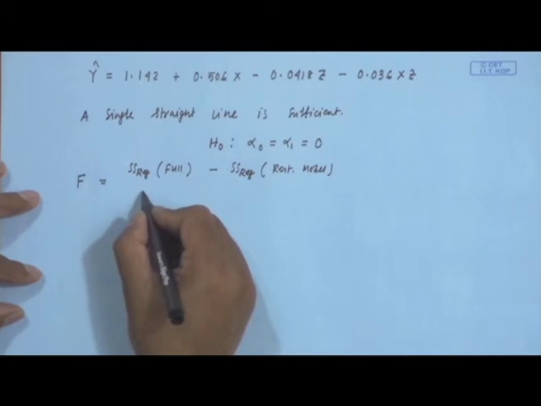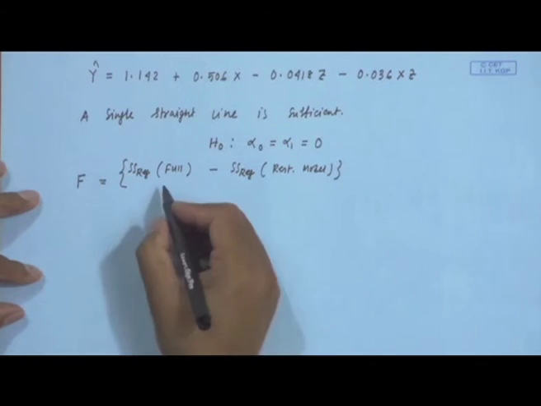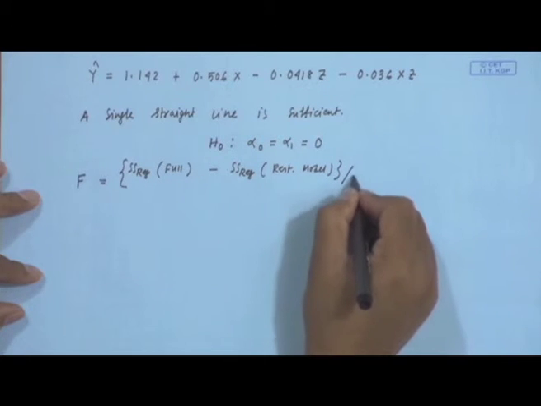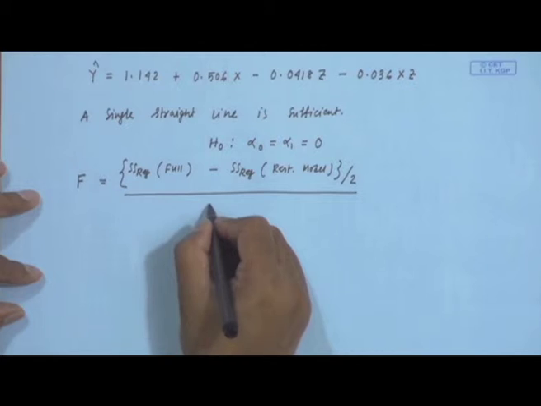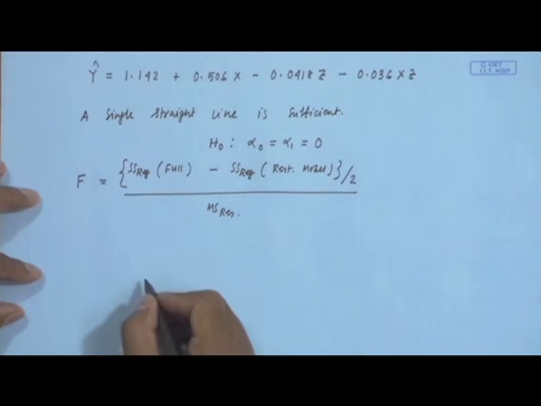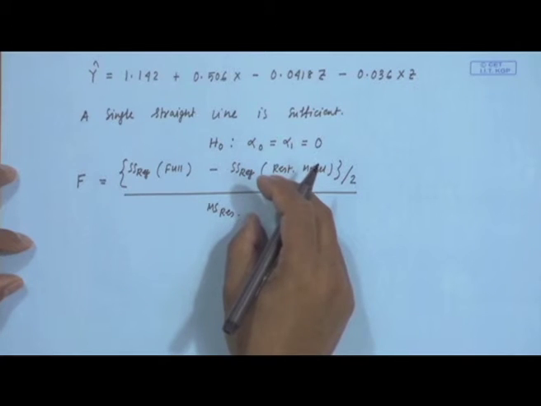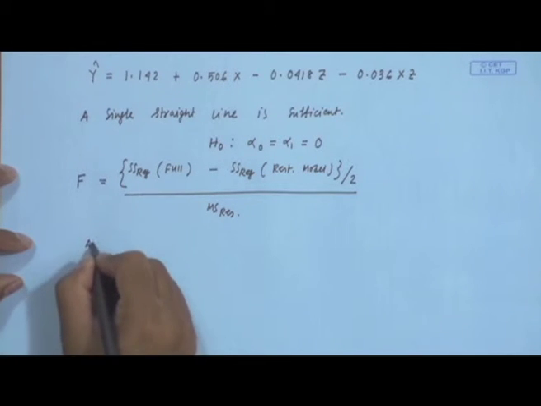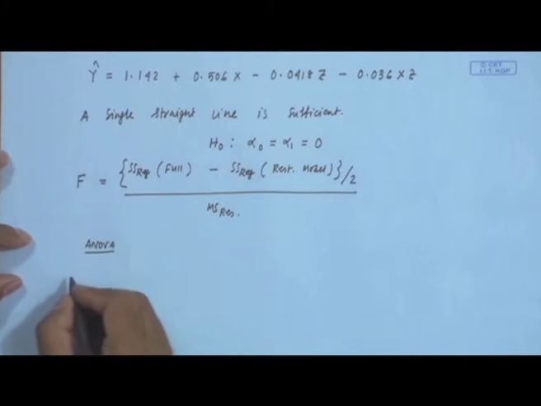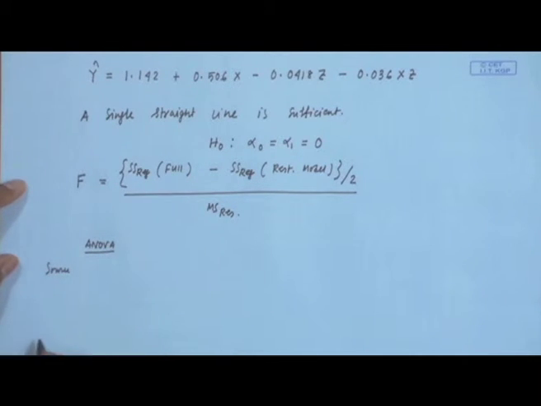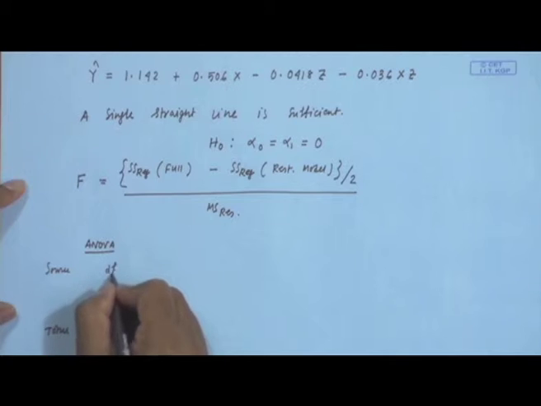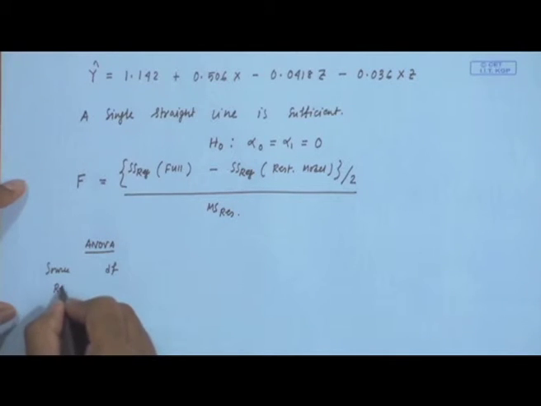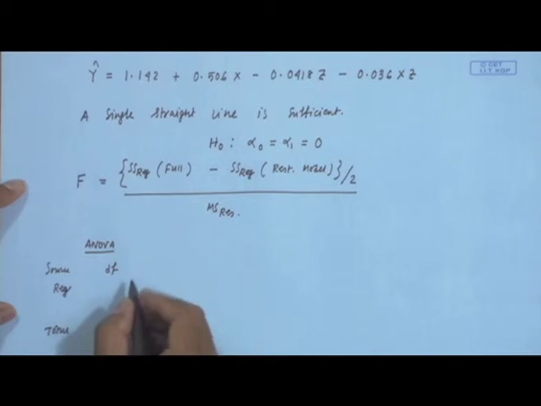Okay. And this by degree of freedom 2 by MS residual. Before doing all these things, I will construct the ANOVA table for the full model. The source total, there are 8 observations. The degree of freedom is 7, and the regression has 4 parameters. So, it will be 3, and the residual has degree of freedom 4.